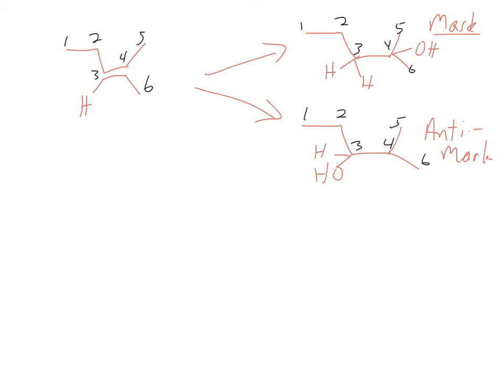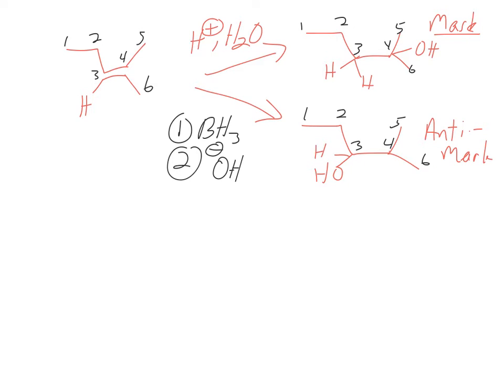We could add lone pairs in, and do bonds broken and formed, but we're not going to do that, just for ease of time. If I want to get something on the more substituted carbon, there's a way to do that. Those reagents are H plus, or H2SO4, in water. That would give me the Markovnikov product. If I want to get the anti-Markovnikov product, I don't use those same reagents. I use a different set of reagents. The first step would be BH3. The second step would be OH minus, that switch out.